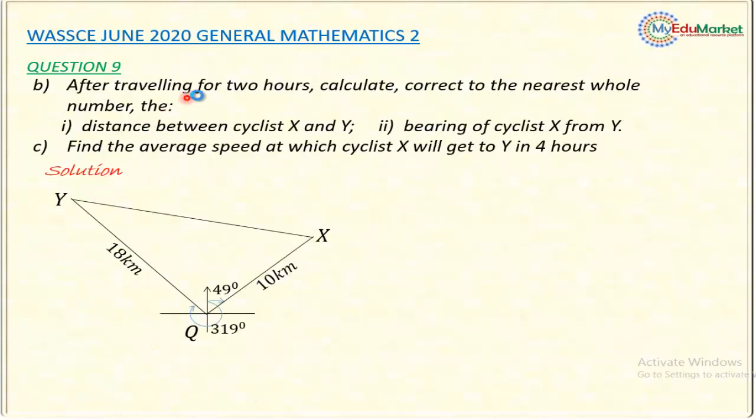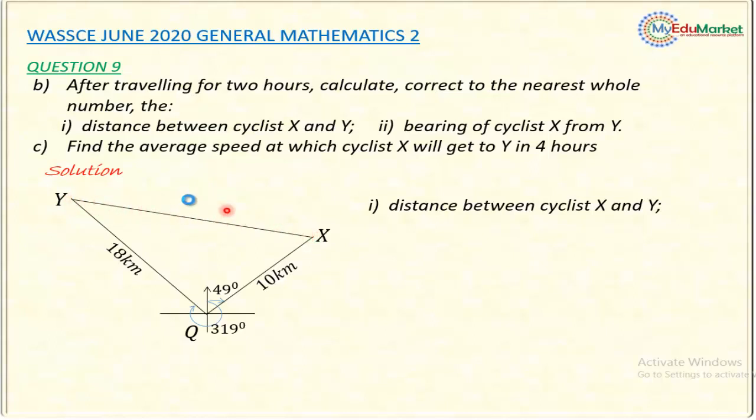Question B says, after traveling for 2 hours, calculate, correct to the nearest whole number, the distance between X and Y. The distance between X and Y after 2 hours will be nothing but the length of this side of the triangle. So the distance between cyclist X and Y will be the length of this side of the triangle.